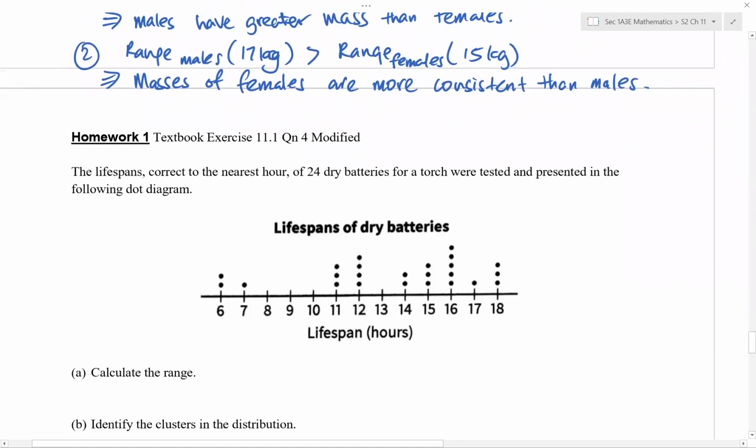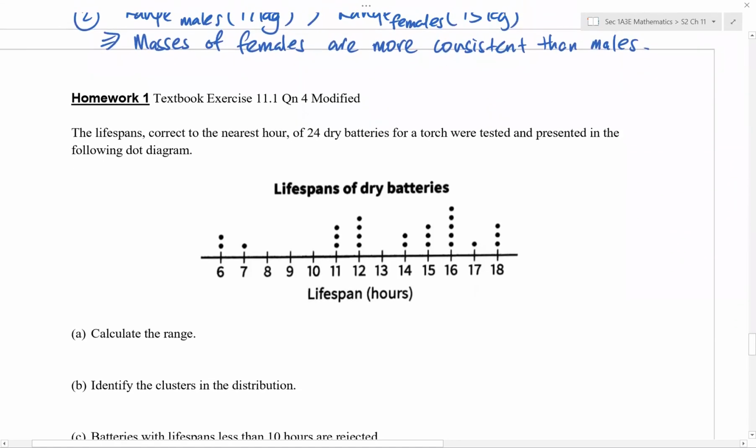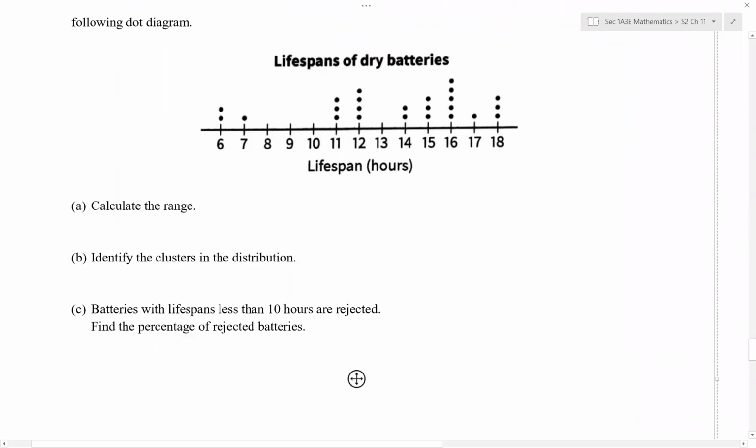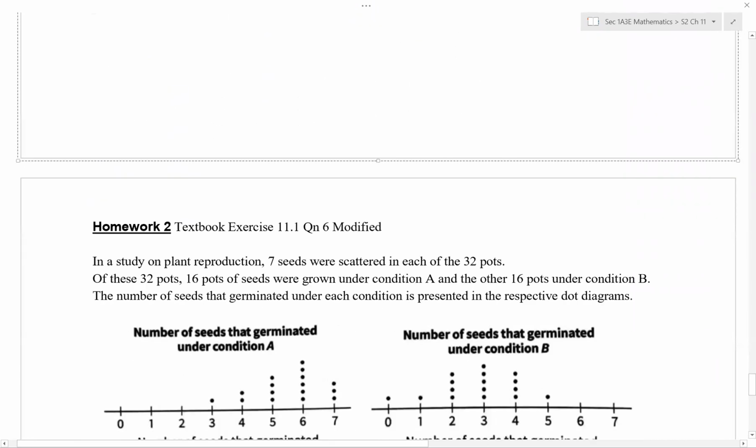Now the remaining few questions in this set of notes will be your homework questions. So try them out, and your teacher will go through them with you.